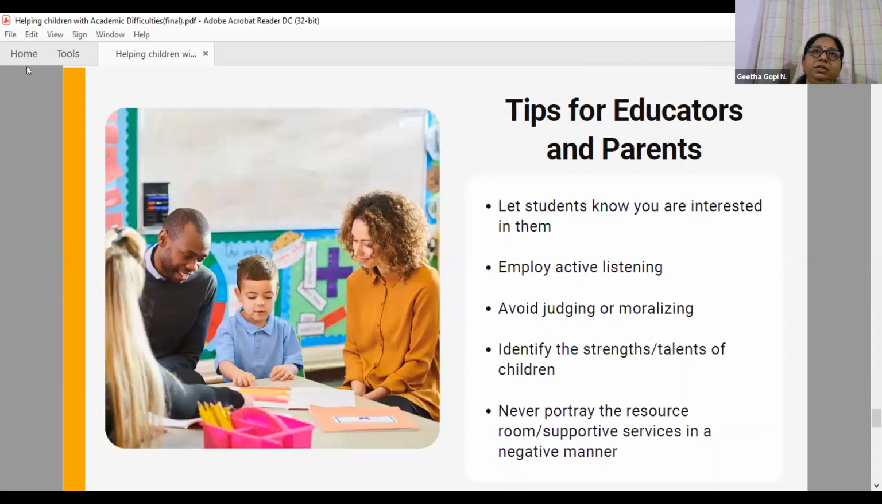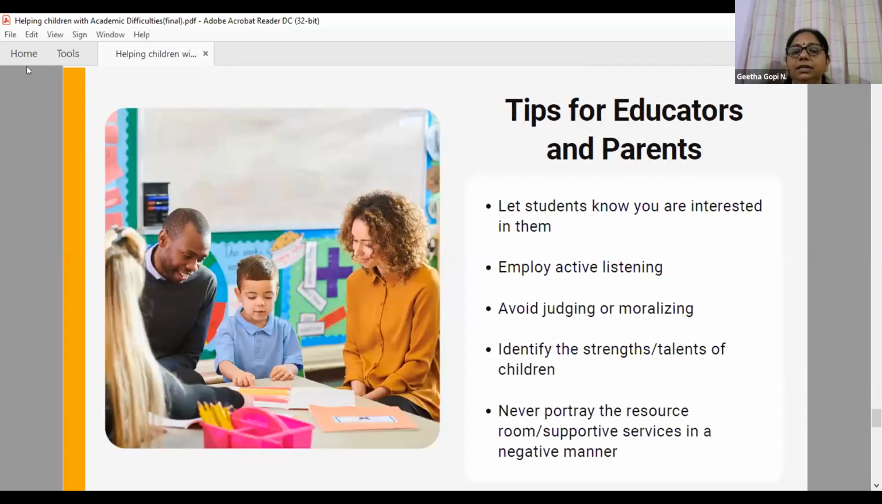Employ active listening when the children speak to you. Again, even if you pretend to listen, children are very smart to catch on. They may catch on to cues, gestures, or even the body language of educators and parents, that you're not listening to them, even if you pretend you're listening. So employ active listening. Give them an ear when they're saying things. Try and understand what they're trying to communicate to you, because understanding them will also help you to provide better support for them.